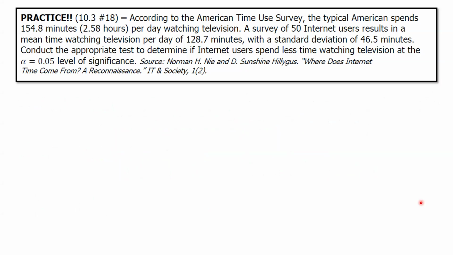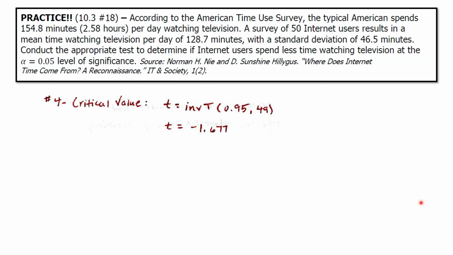Okay. From there, you found your critical value. So since alpha is 0.05, which is the area to the right, you need to find the area to the left. So that area would be 0.95. Your sample is 50, survey of 50 internet users. So your degrees of freedom will be 49. That gives you a critical value of negative 1.677.